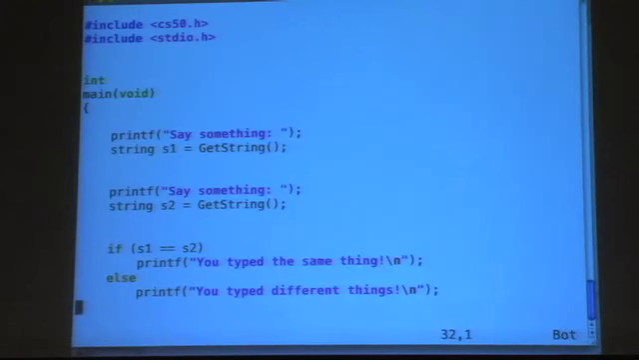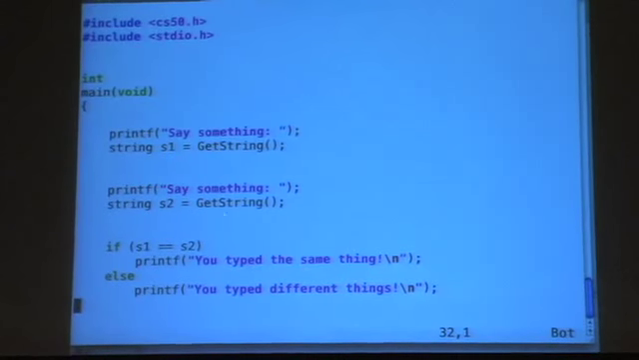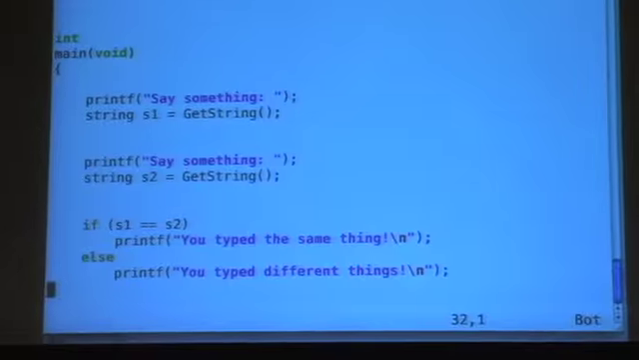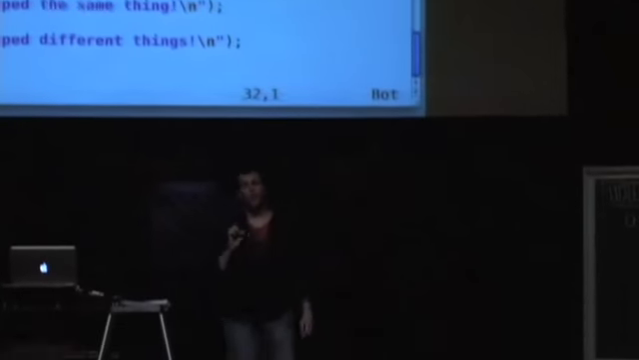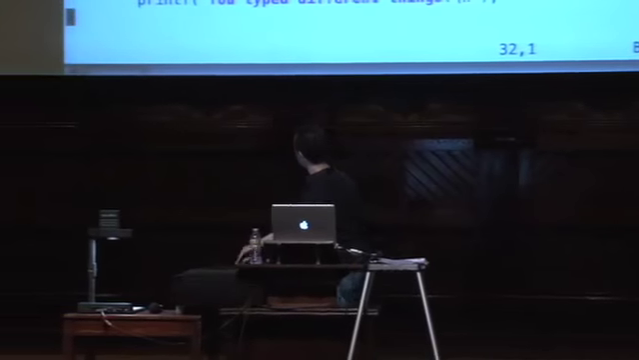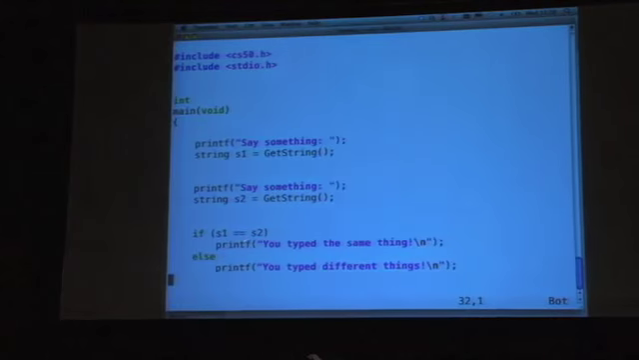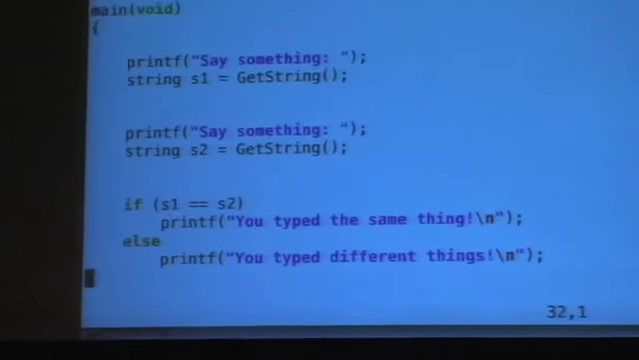I'm saying, say something. Then I get a string from the user, and I call it s1. Then I say something, and then I get another string from the user and call it s2. And apparently, this program's purpose in life is to tell me, yes or no, whether the user said the same thing both times. Now, we're using the equals operator, and this conceptually is correct. This is the equality operator.